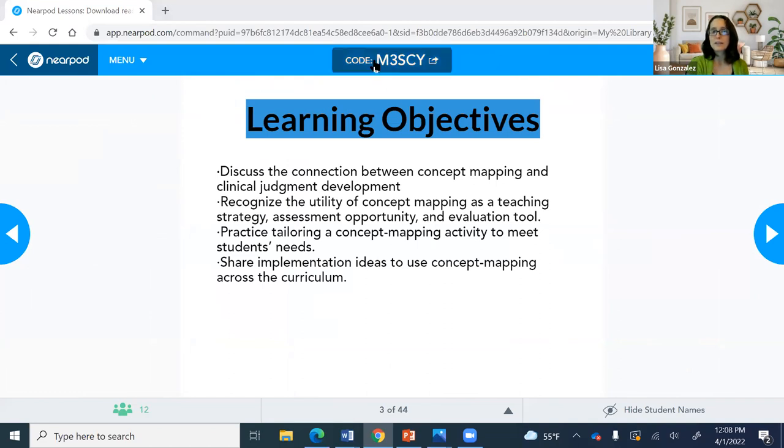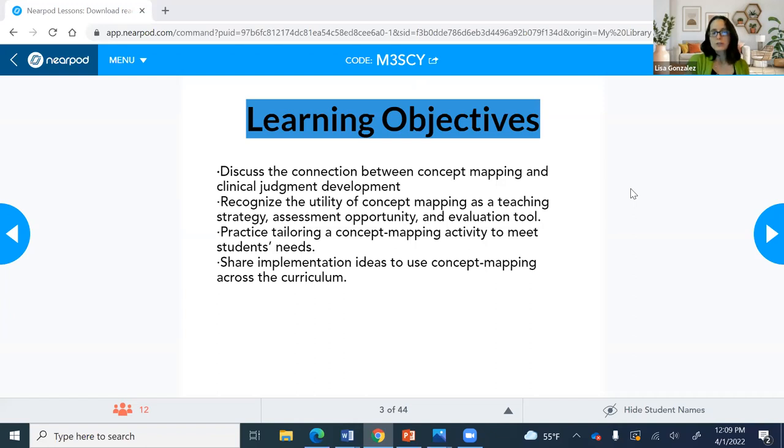Okay, so somebody asked about the code. Yes. It's at the top. So if you happen to get kicked out, it's always available at the top of the screen for you, just so you know. But I'm going to pop it in there too, so it's an easy copy and paste type of thing. Okay.